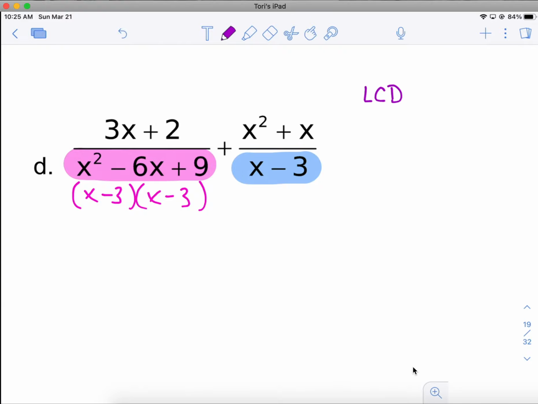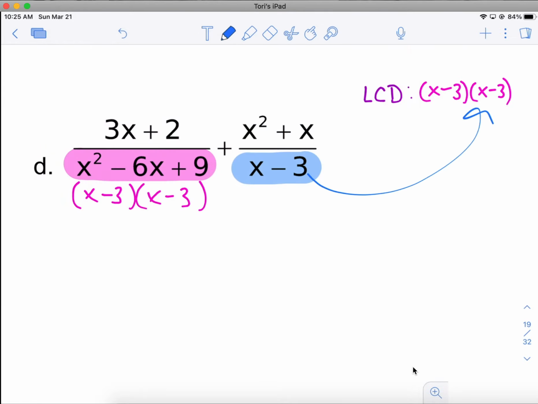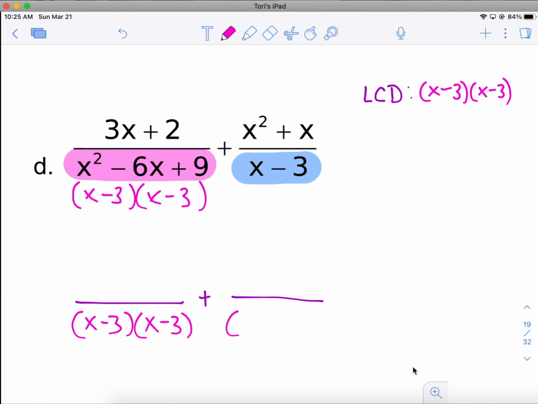All right, so least common denominator, everything that I need to make the pink is x minus 3, x minus 3. Anything additional I need to make the blue, well, I only need one x minus 3, and he's already in there. So I don't need anything extra to make him, okay? All right, my least common denominator is x minus 3, x minus 3. So let's move that down here into the bottom. Write out everything that I need here. X minus 3, x minus 3. X minus 3, x minus 3.